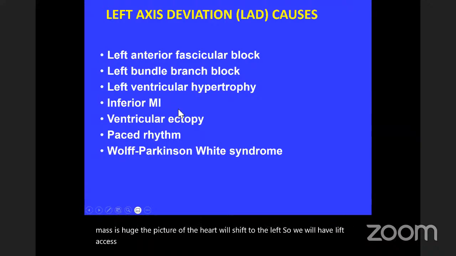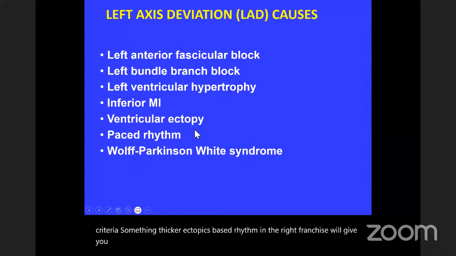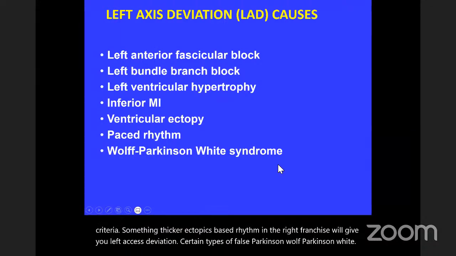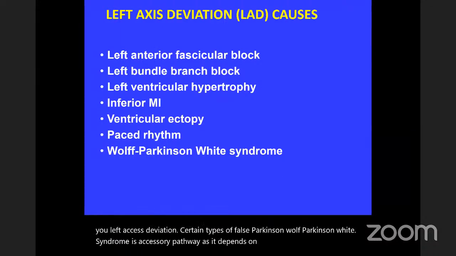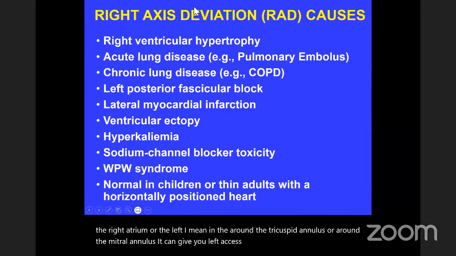If you have inferior myocardial infarction, in aVF you expect a negative QRS complex, so it will give you left axis morphology or left axis criteria. Some ventricular ectopics, with the pacing rhythm in the right ventricle, will give you left axis deviation. Certain types of Wolff-Parkinson-White syndrome, an accessory pathway, as you know, depending on the location, whether it is around the tricuspid annulus or around the mitral annulus, can give you left axis deviation or right axis deviation.